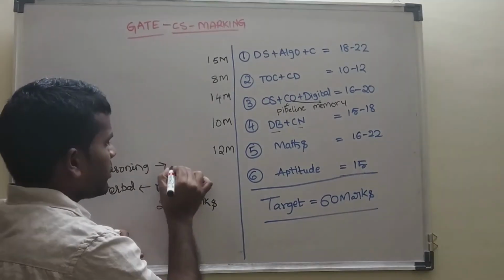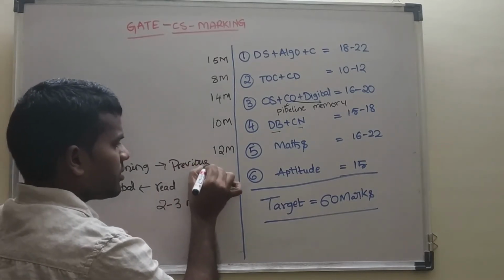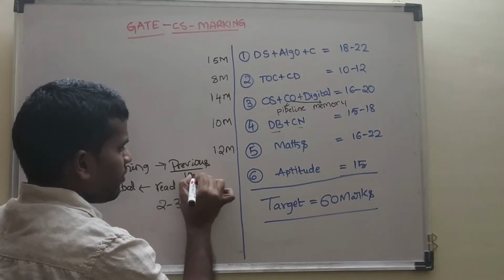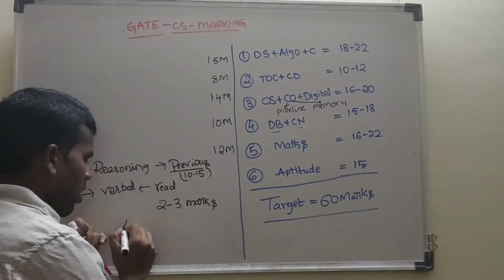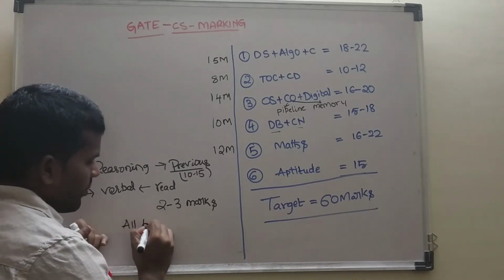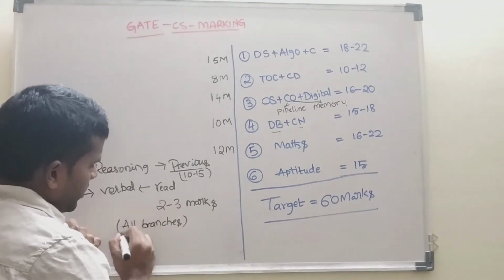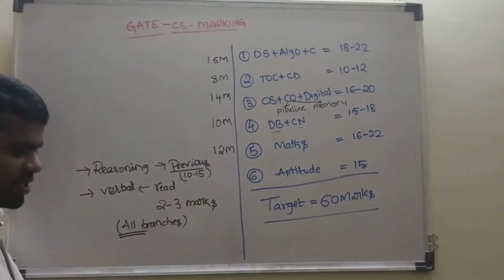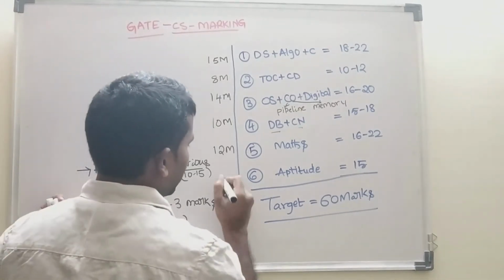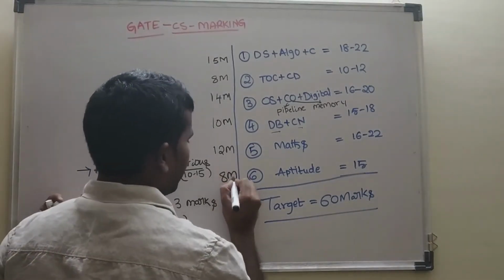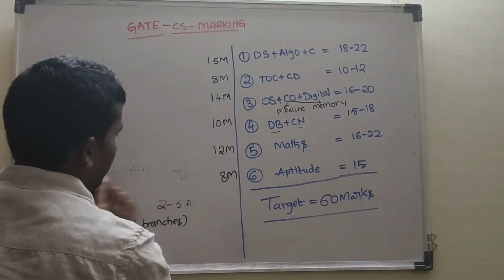In reasoning, see previous year questions. Only previous year questions. This is 10 to 15 years of questions. And I am saying that, see all branches' questions. All branch questions will give more insights into this. And you will get easily, I think, 8 marks over here. Very easy. If you study only previous year questions, you will get 8 marks here.